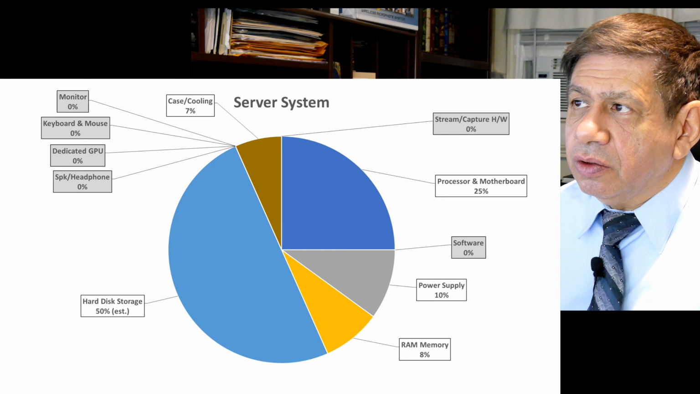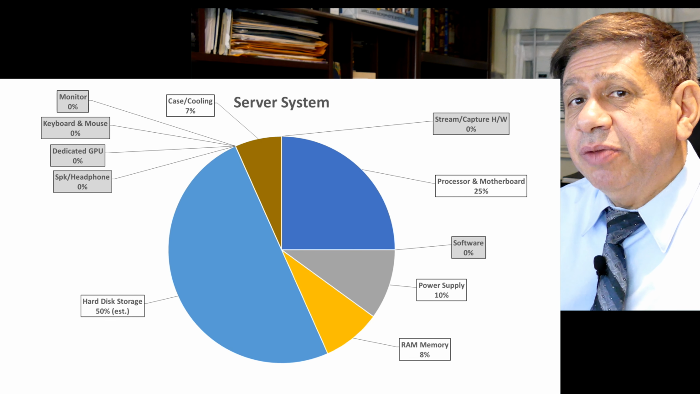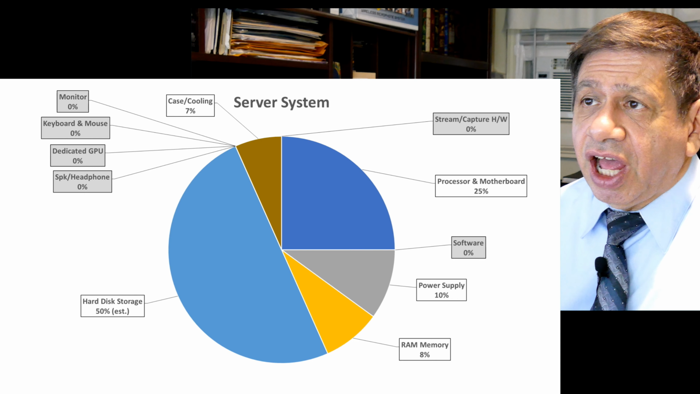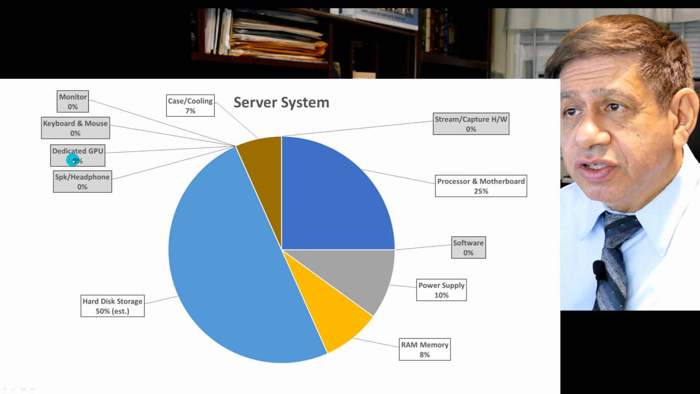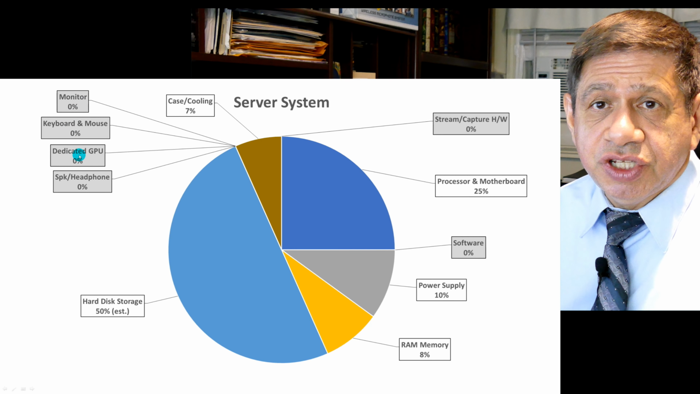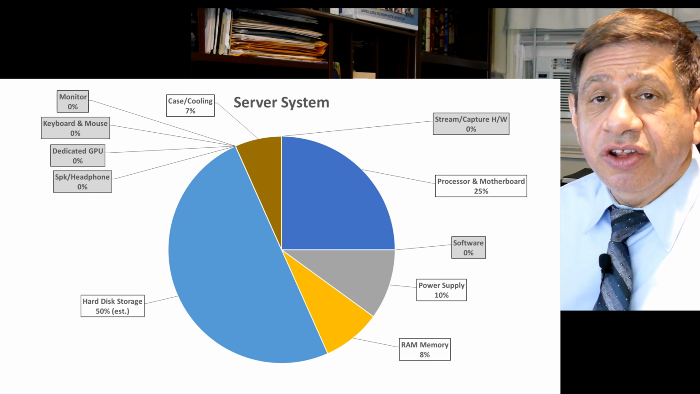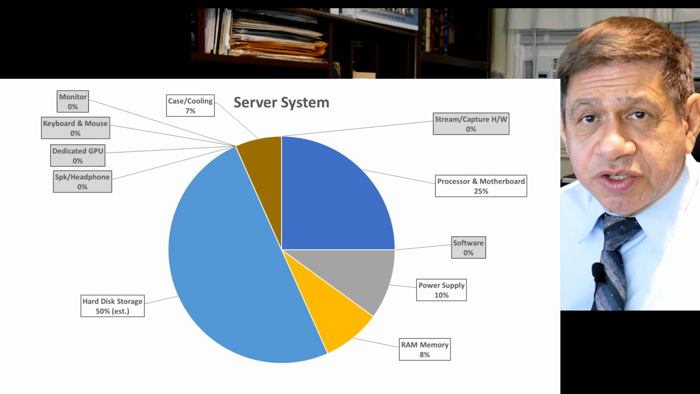Now finally, we have a server system, which is a lot of the videos I've been putting up lately, as you may have noticed. In the server system, you have a lot of grayed out. There's no monitor generally, no keyboard, no mouse, no dedicated GPU. You use the onboard graphics of the processor if it provides it. If not, you buy yourself a low-end graphics card. You don't need a headphone or speakers.